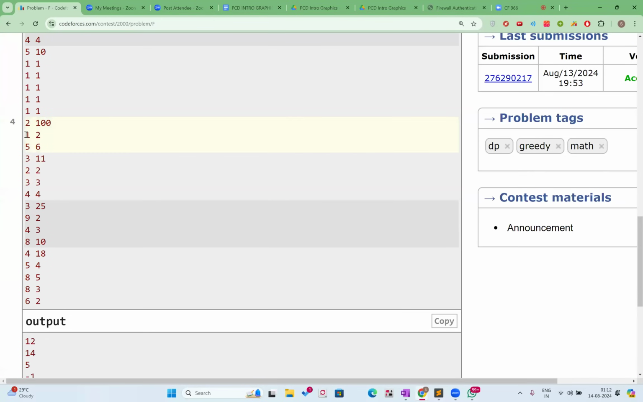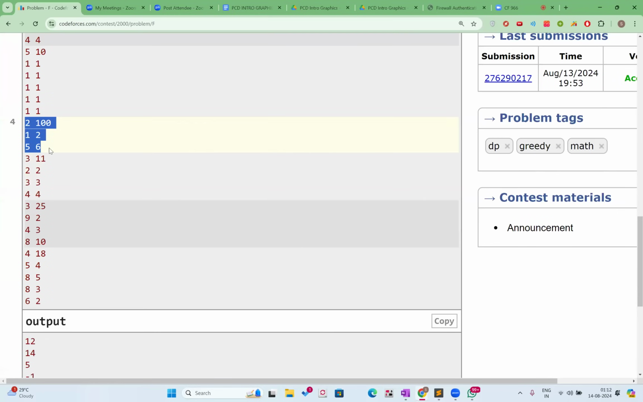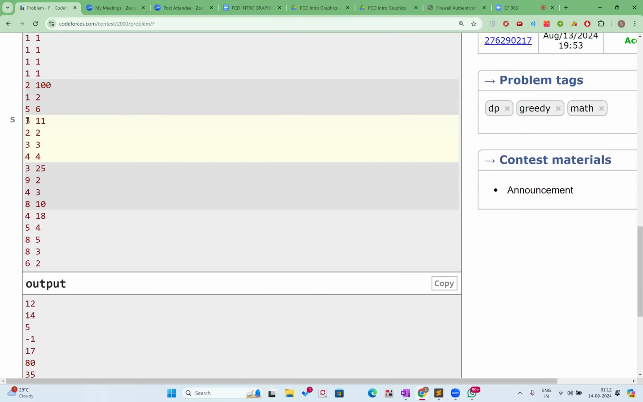I'll just show you an example. In this case, you've highlighted n is 2 and k is 100, right? This won't work because this is case 200, 400. Suppose k is 100, this one which you've highlighted.